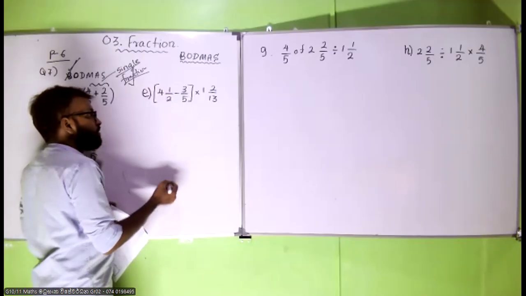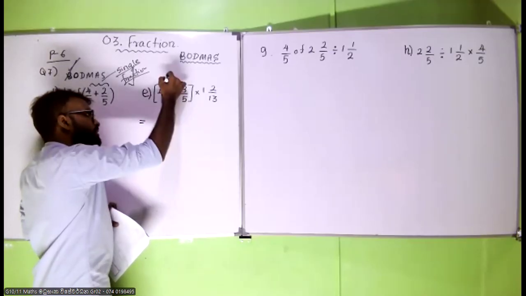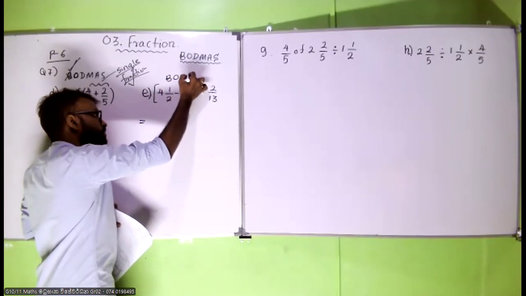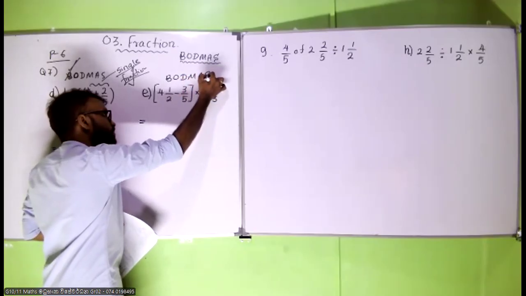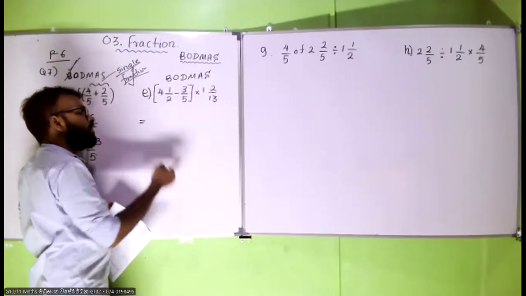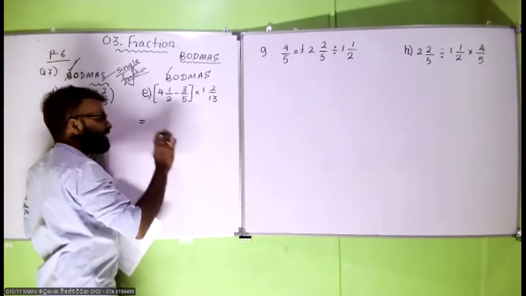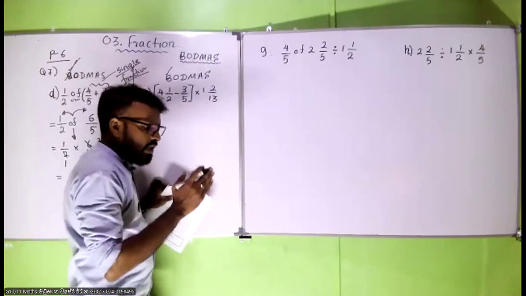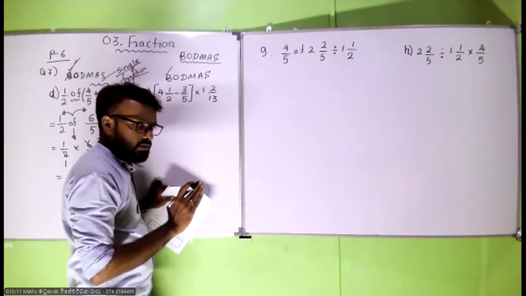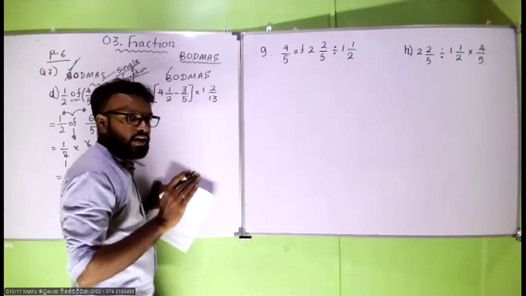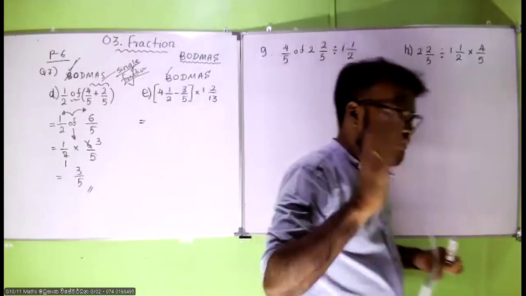Part E. I am going to apply BODMAS. Do we have brackets? Yes, I am going to simplify the bracket first until I get a single fraction inside the bracket. Until I get a single fraction inside the bracket, I am going to simplify this.